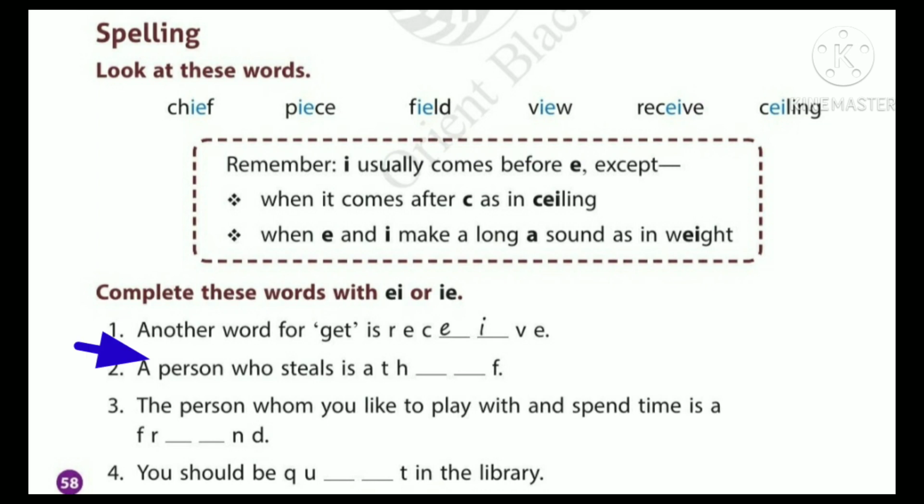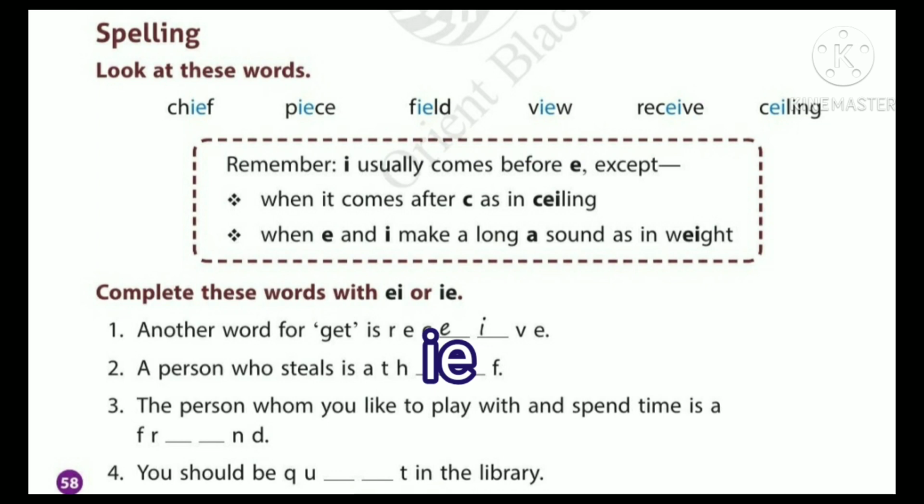Second one. A person who steals is a... Who is the person who steals? Yes, he is a thief. So, what's the spelling of thief? T-H, yes, I-E-F. I-E. Almost all words we have to use I-E. Remember, I usually comes before E in almost all cases.